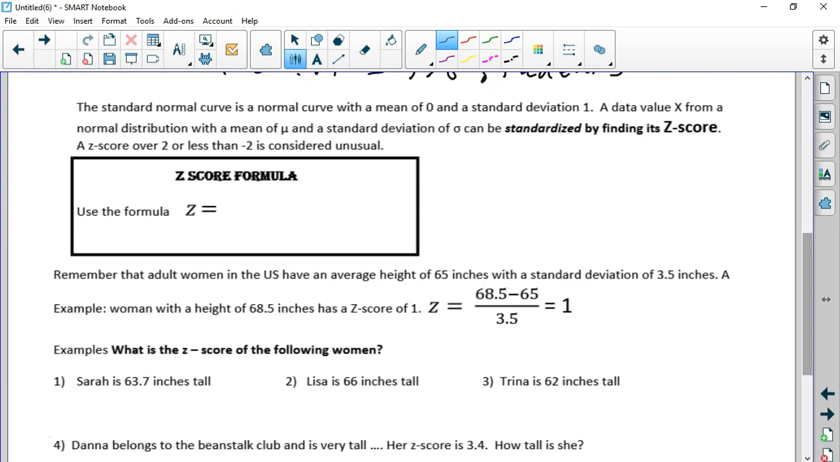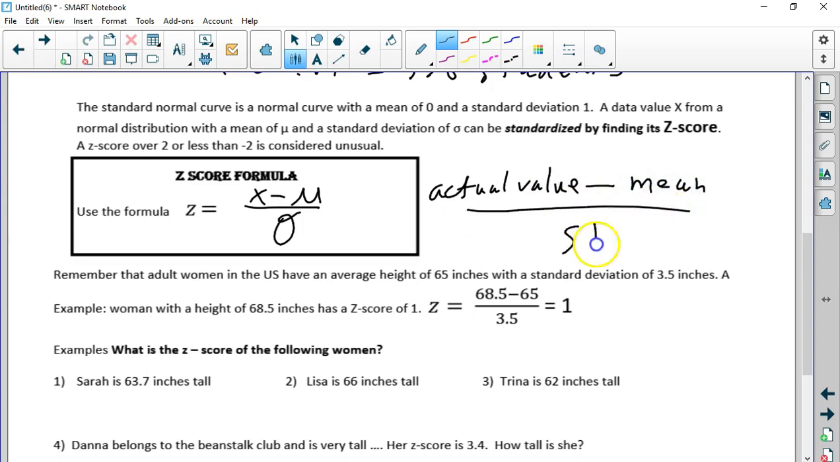Now, technically, when we say plus 1, 1 is a z-score. Plus 2 is a z-score. Plus 3 is a z-score. But there's all the numbers in between and above. So here's what the formula is. It's x minus our funky μ over σ. So let's put it in real terms. It's our actual score or value minus the mean over the standard deviation. Very simple.